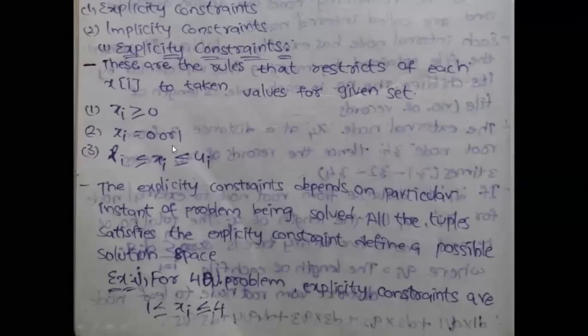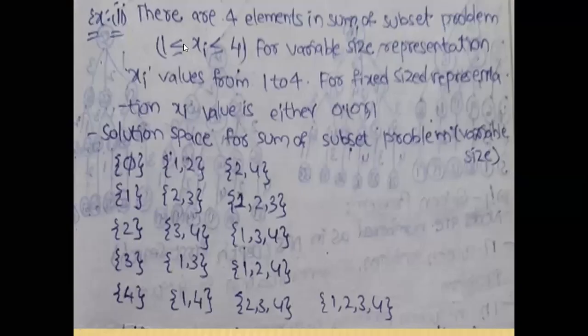So we are representing the explicit constraints. Suppose there are 4 elements in the sum of subsets problem. The explicit constraint is 1 less than or equal to x of i less than or equal to 4, so we are representing x of i values from 1 to 4. For fixed size representation, x of i values are either 0 or 1. For variable size representation, the x of i values are selected from 1 to 4. Suppose for 1, 2, 3, 4, the subsets, as we already studied in sets, are the subsets of 1, 2, 3, 4.